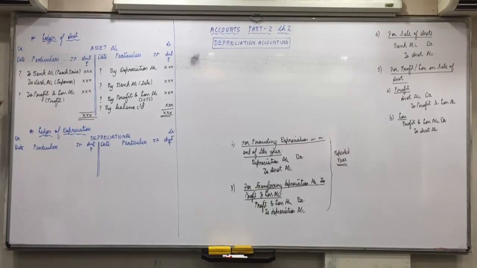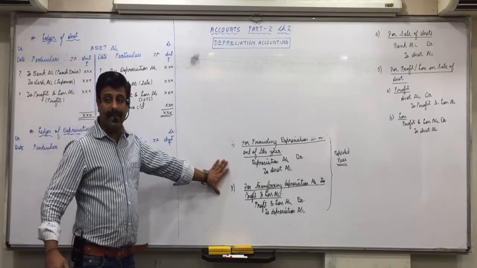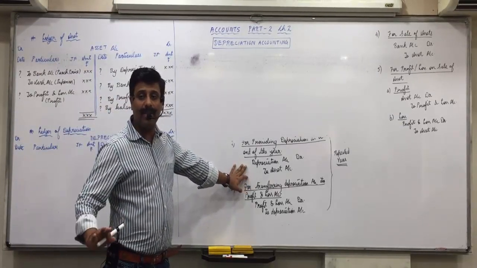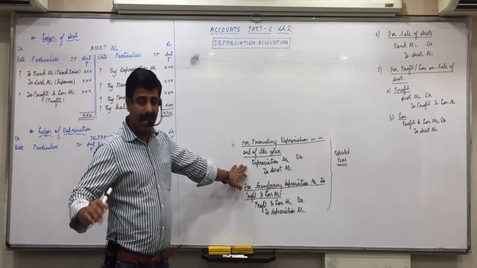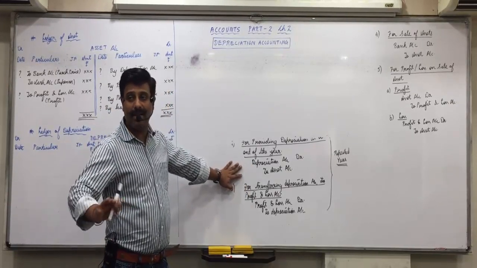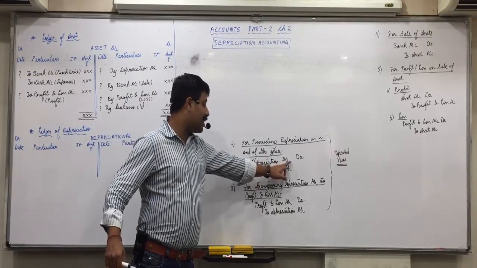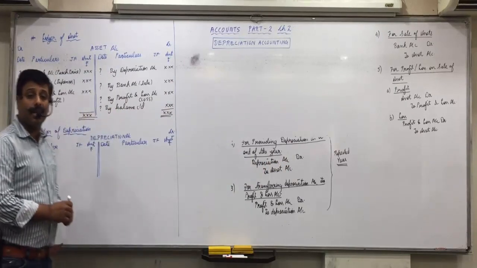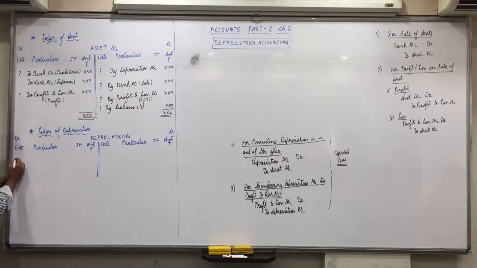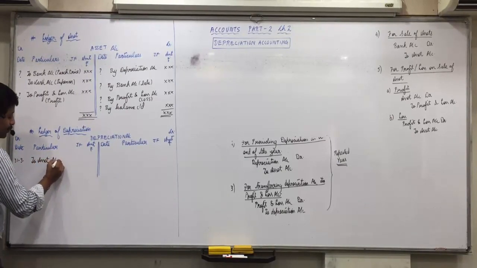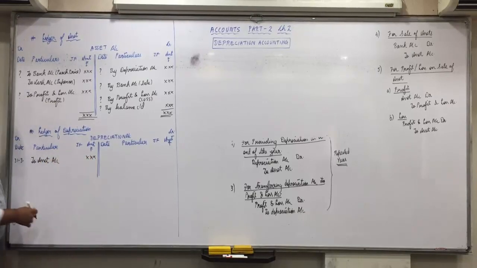Now, how to make this depreciation ledger account? Understand, it is very simple. We will be making it from the second and third entry. We'll always provide depreciation at the end of the year, so the date will always be 31st March, except when you sell the asset, then it can come in between the year. So as per the second entry, depreciation account debit means in the depreciation account you will write on the debit side. Generally the date would be 31st March. Name of opposite account to asset account.